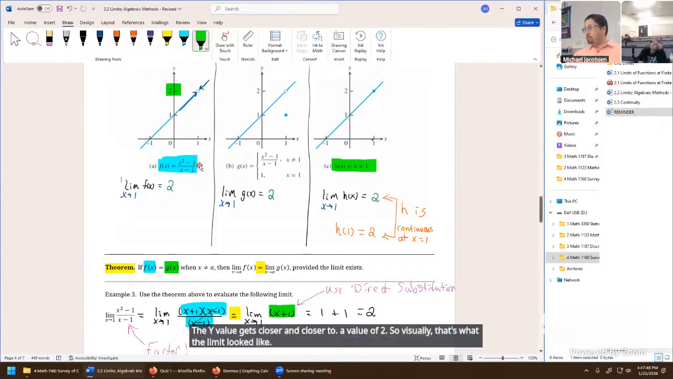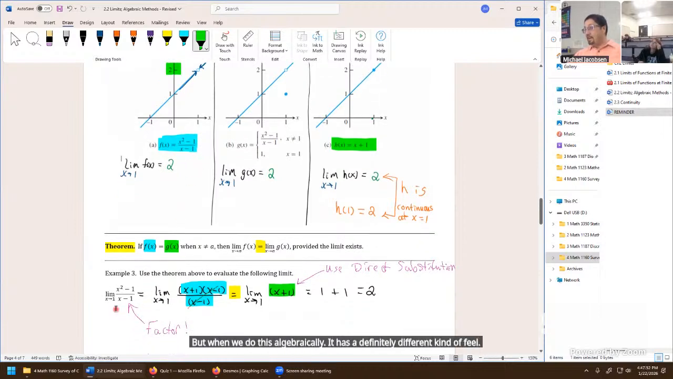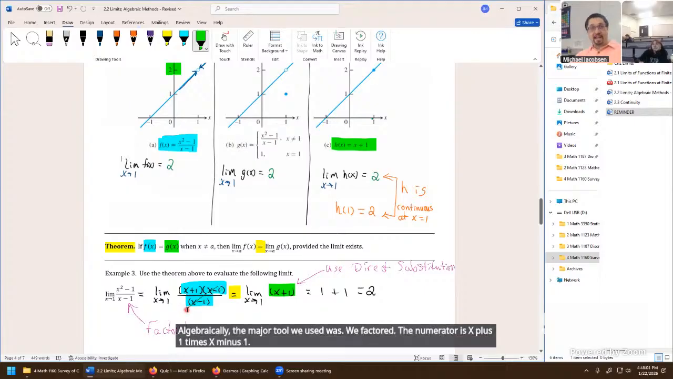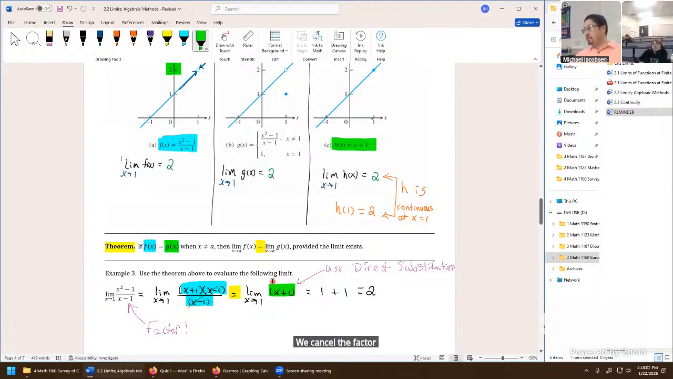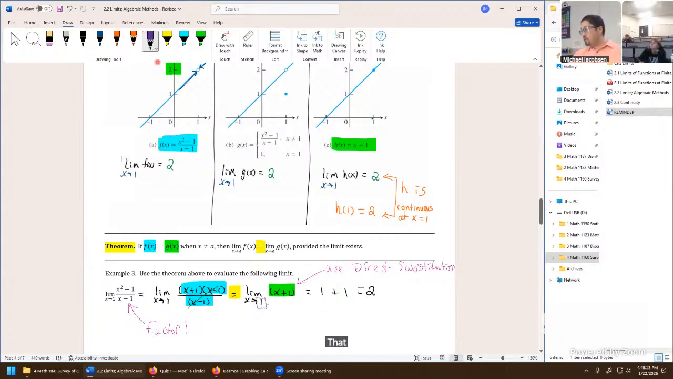But when we do this algebraically, it has a definitely different kind of feel. Algebraically, the major tool we used was we factored. The numerator is x plus 1 times x minus 1. We canceled the factor to get a new function, limit as x tends towards 1 of just x plus 1. And then at that stage, we were allowed to use direct substitution, which just means that number 1 got directly plugged into x right here.